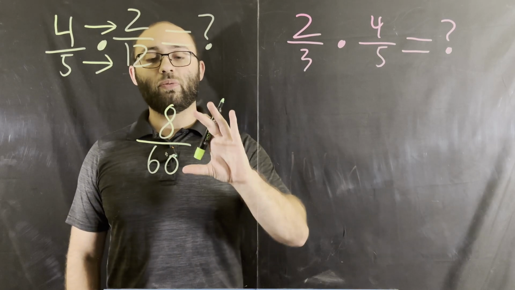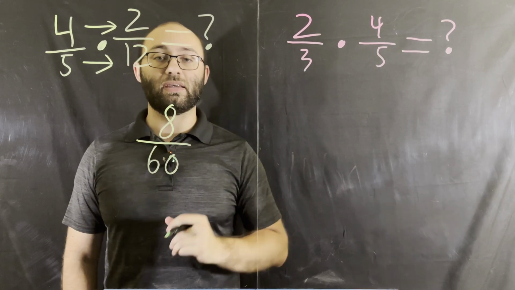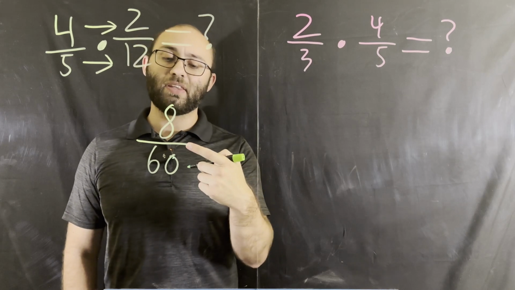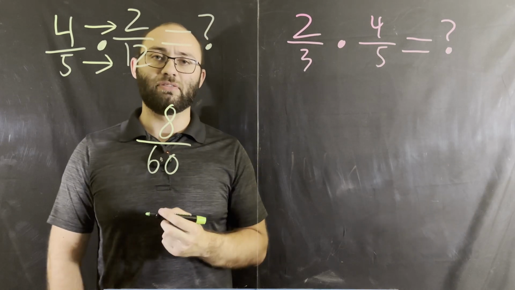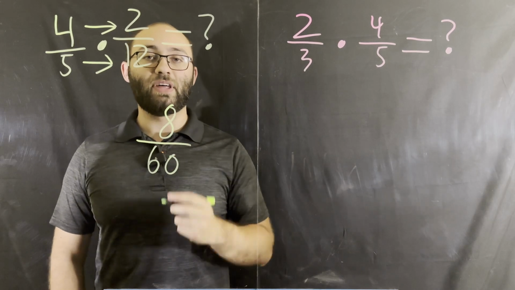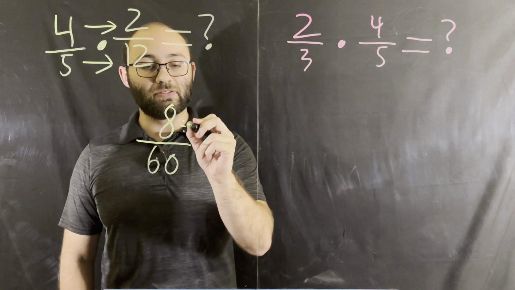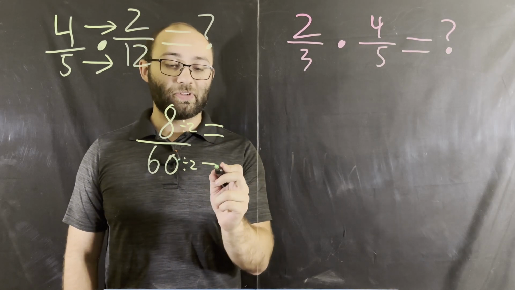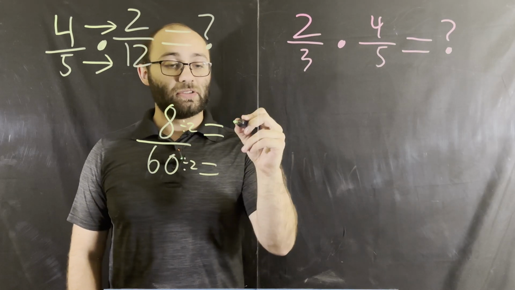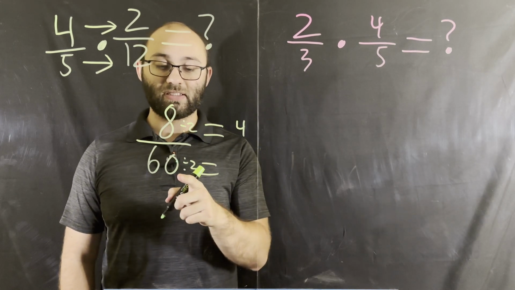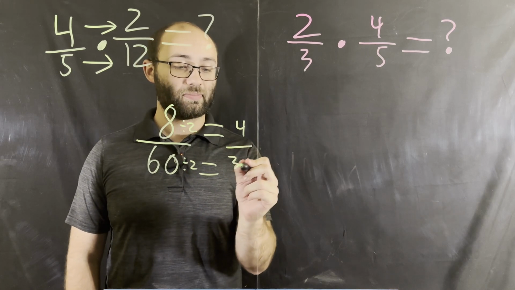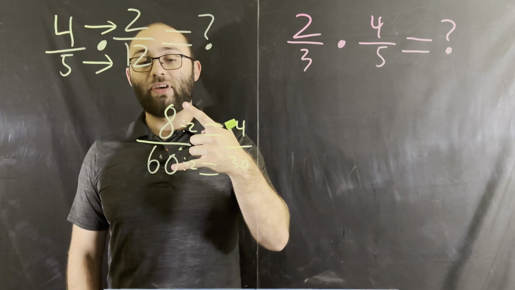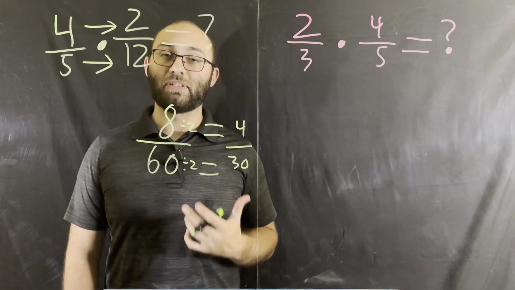And how I know that I can simplify this fraction is, well, the top number is a positive number, and the bottom number is also positive. And if both of them are positive, that means that both of them can be divided by 2. So we can simplify by doing 8 divided by 2, which is 4, and 60 divided by 2, which is 30.